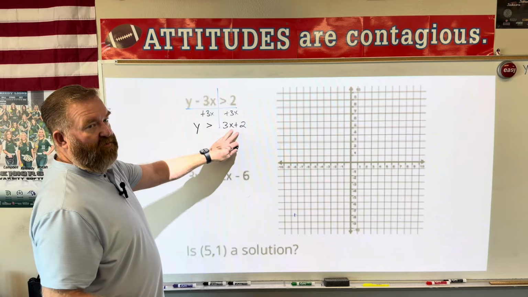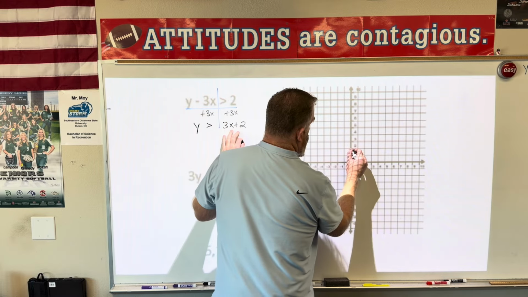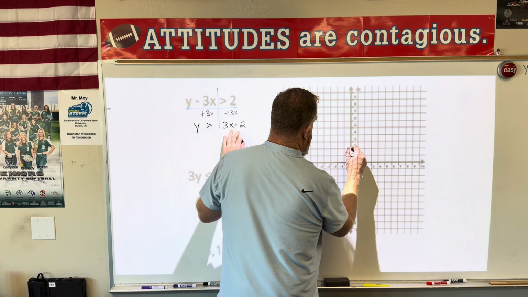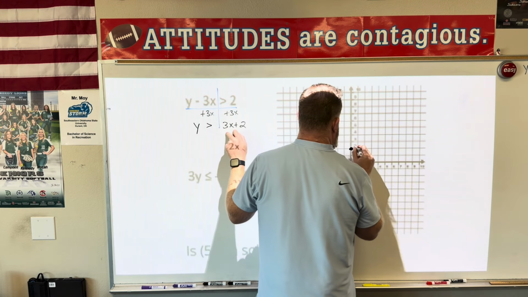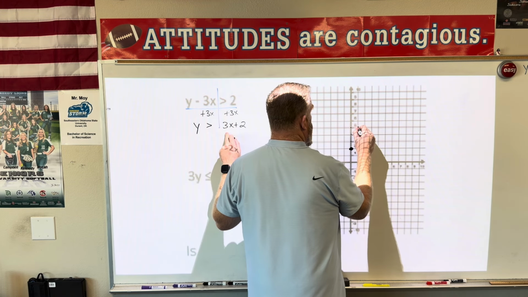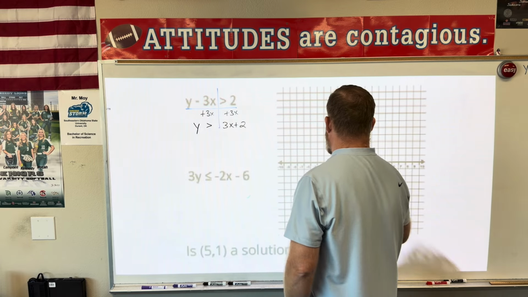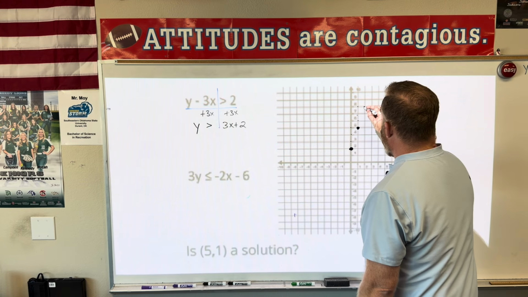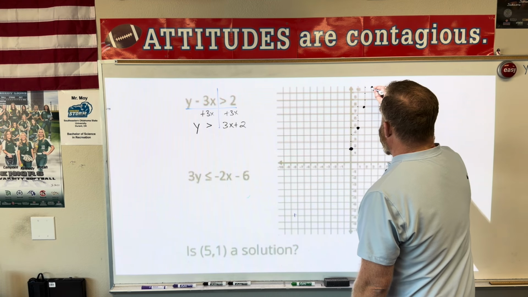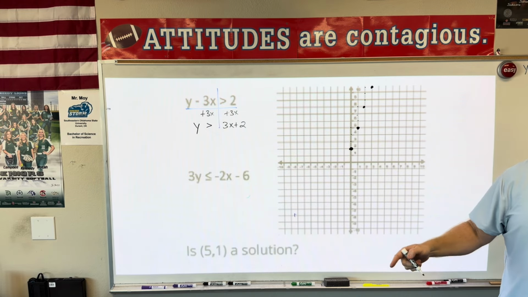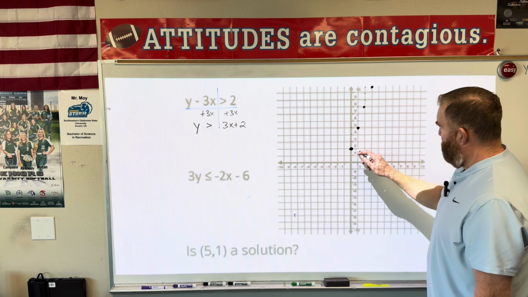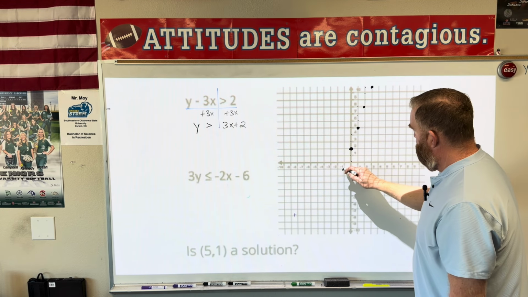So 3x plus 2. What's my y-intercept? Positive 2. And my slope is 3, right? So I'm going to go up 3. 1, 2, 3, and over what? 1. Up 3, over 1. I just keep doing it because I want to have a semi-straight line. You don't have to do it this many times. Down 3, over 1.